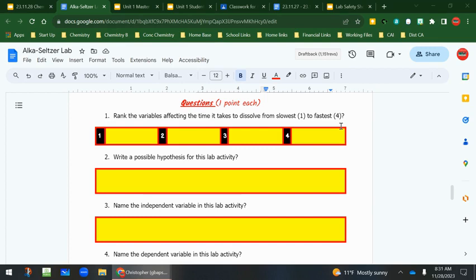Now, please think about this for a minute. In terms of this activity, we could change the temperature of the water, correct? Now, when you change temperature, what are the only ways that it can go?